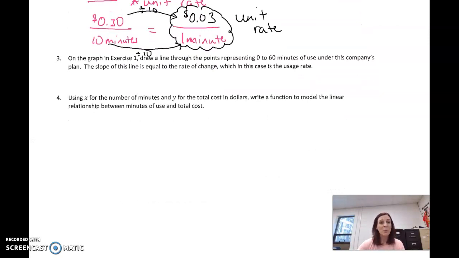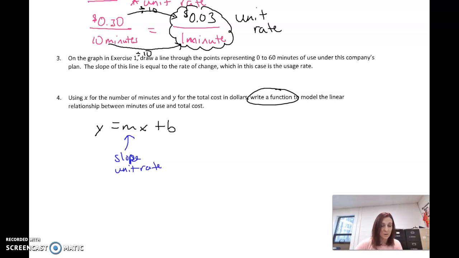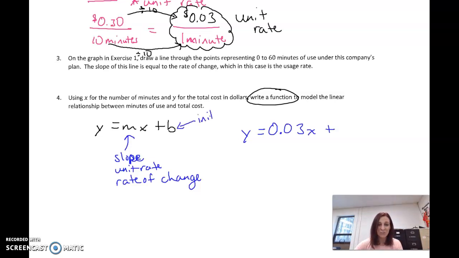All right, so the very last thing we have to do, okay, is using x for the number of minutes and y for the total cost, write a function. All right, this, our best friend here, right? y equals mx plus b. Remember, m is our slope or our unit rate, or our rate of change. I don't have to figure it out. I know what that is. Okay? y equals 0.03, right? That's what we figured out here, unit rate, times x plus, remember our b here is our initial value.